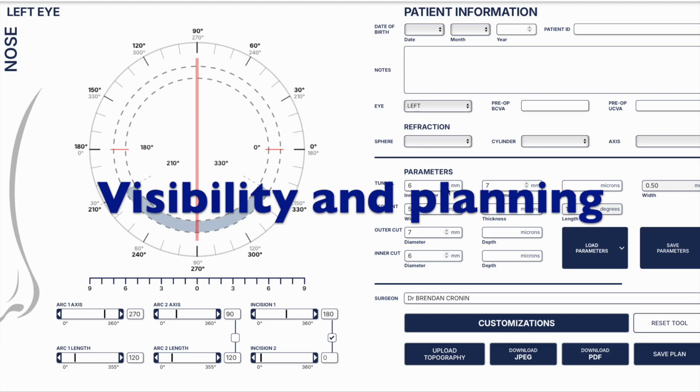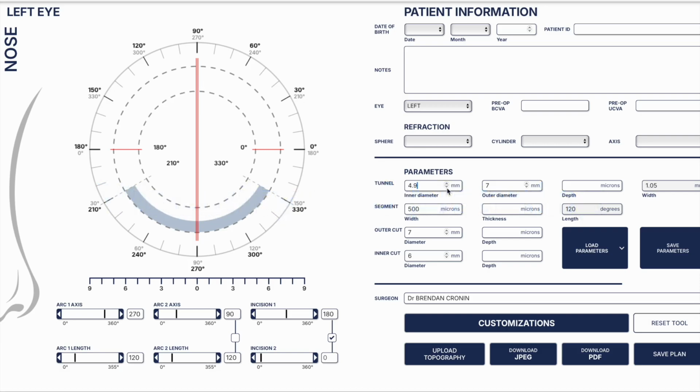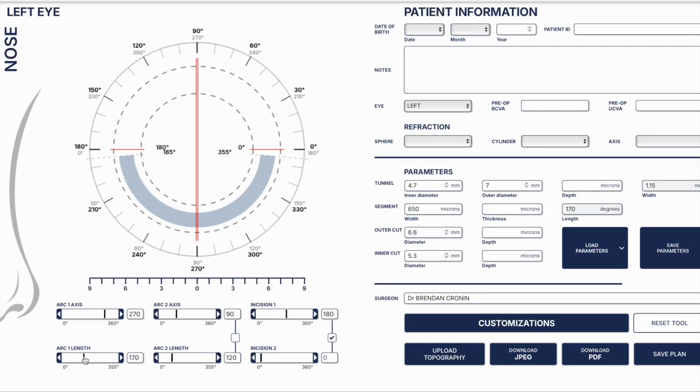Visibility and planning. The tool now automatically adjusts segments to match the radius of curvature of the planned segment to sit in an appropriate position within the tunnel. Again, this facilitates accurate surgical planning and allows you to use more nuanced and customized nomograms, such as the Brisbane nomogram.